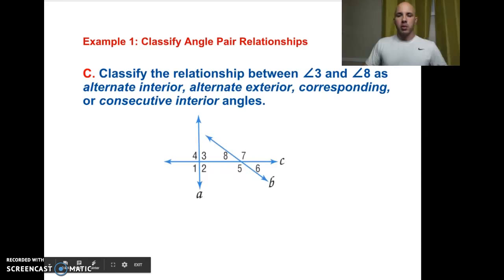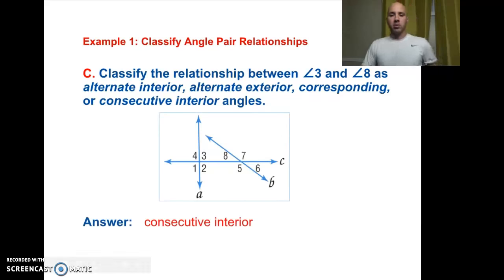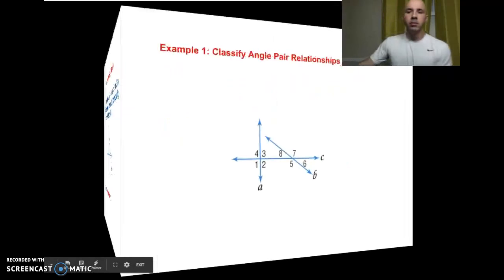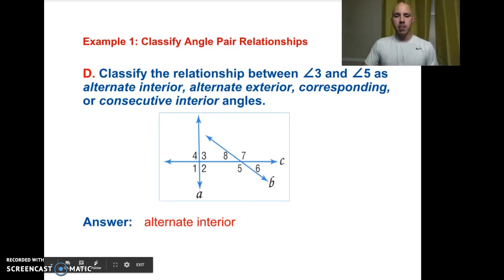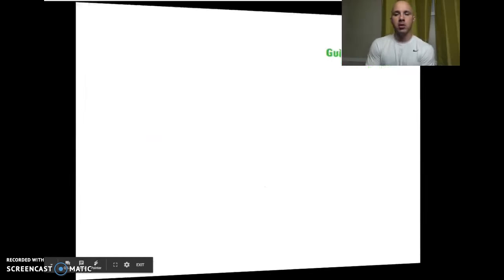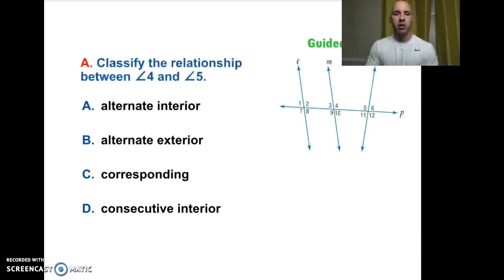What's the relationship between 3 and 8? Notice that they're on the inside and they're on the same side, so they're consecutive interior angles. And the last example is what's the relationship between 3 and 5? They are on the inside, so they're alternate interior angles.